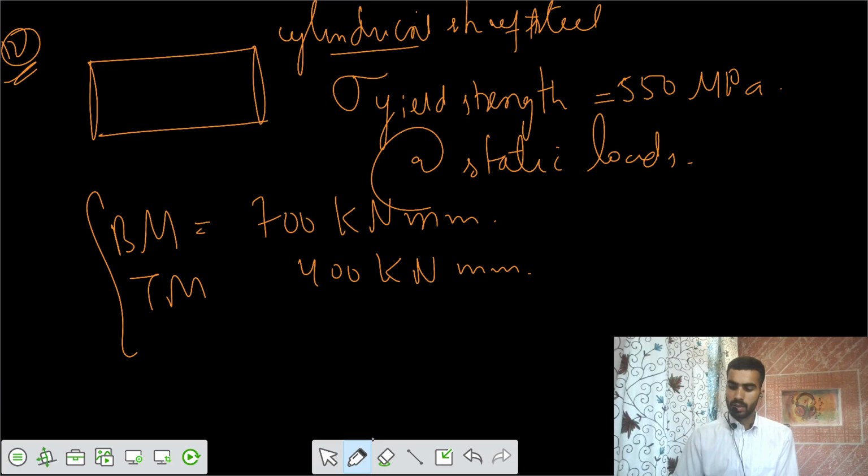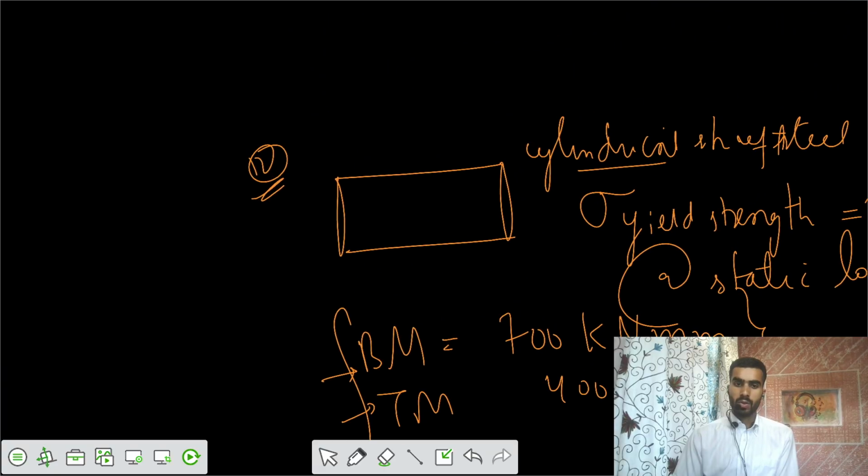You have two different loads, bending moment and torsional moment. And one more thing is that there's no mention of the diameter, so you don't know the diameter.